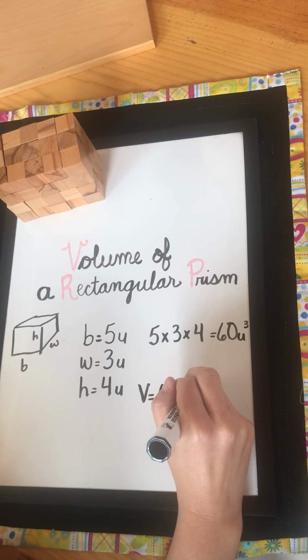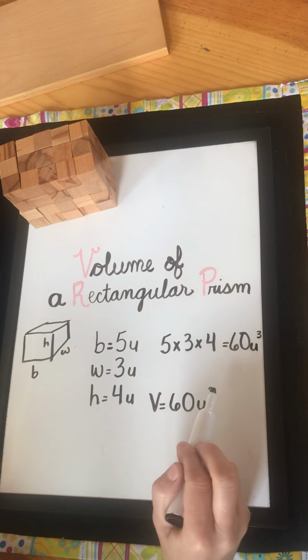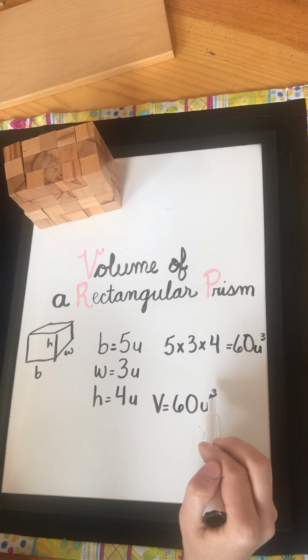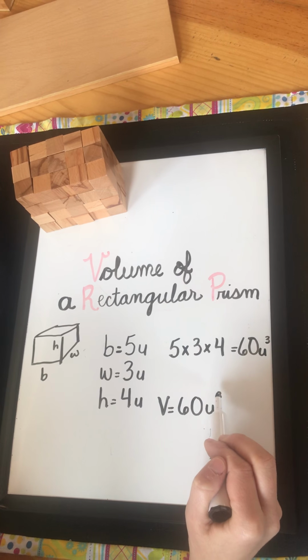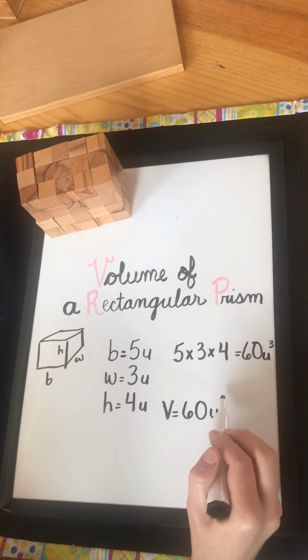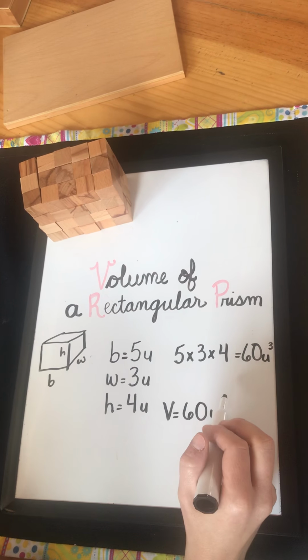When we write units cubed, all we do is we put a little tiny 3 in the corner, and that will indicate that whatever we use to measure our volume, it's a cubed unit. So if you're measuring centimeters, it would be centimeters cubed. In meters, meters cubed, etc.